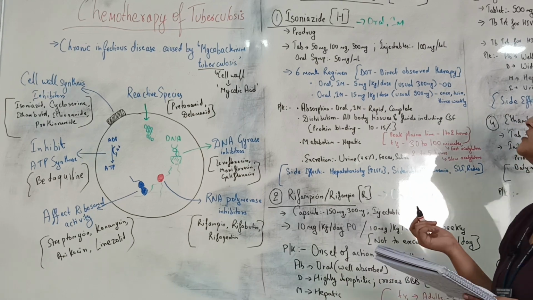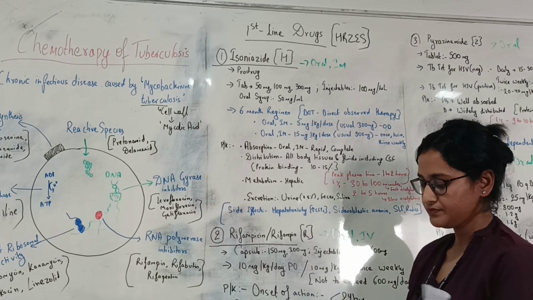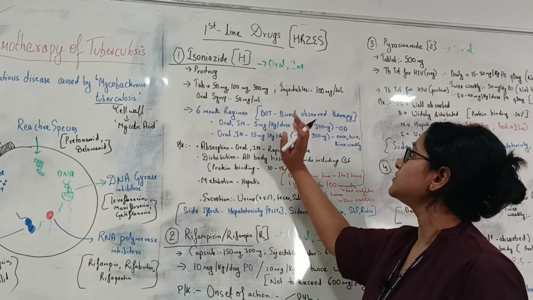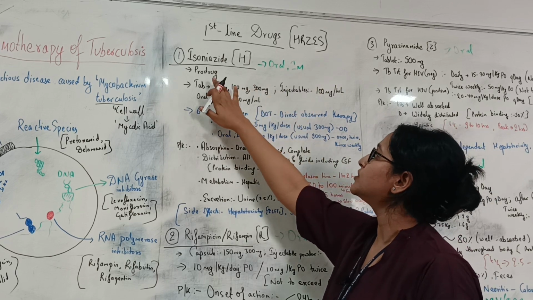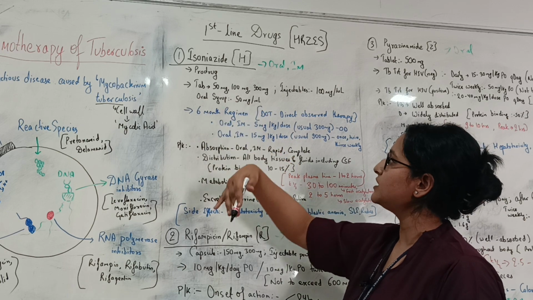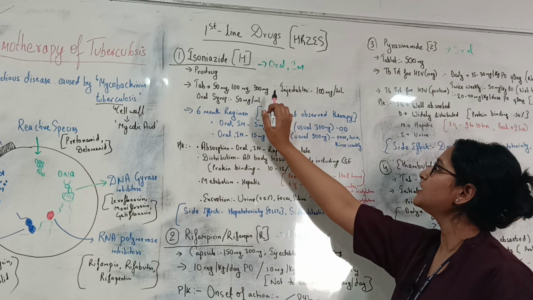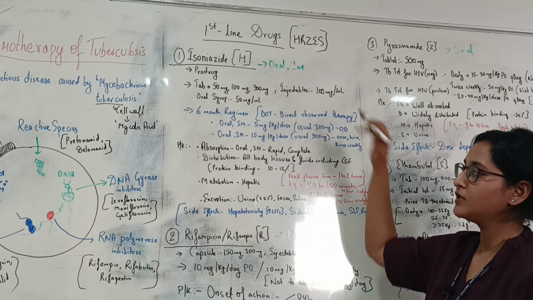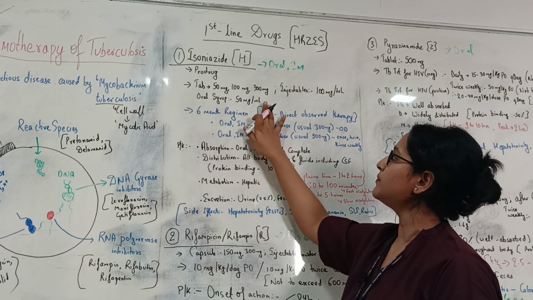I'll explain about the first line drugs over here. The first one is isoniazid, which is in oral as well as IM form, intramuscular, which is a prodrug. The tablets are 50 mg, 100 mg, 300 mg, and injectable is found as 100 mg per ml. Sorry, and oral syrup is 50 mg per ml.